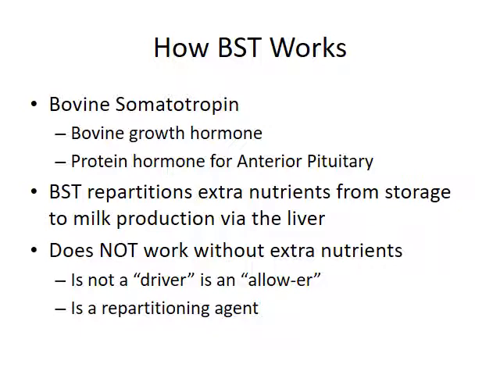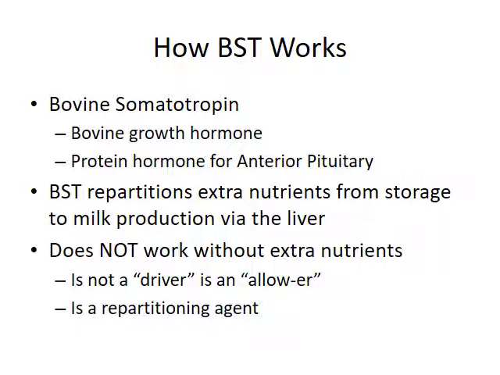BST partitions extra nutrients from storage. So instead of building up body condition, it's going to say, hey, we're going to feed a calf for a little bit more milk production. And the effects of BST work through the liver. As we mentioned in metabolism, BST goes to the liver. It starts a hormone cascade, IGF. IGF goes to the adipose and mammary gland and says, hey, instead of putting this over here, we're going to put it in the udder and allow for more milk production.